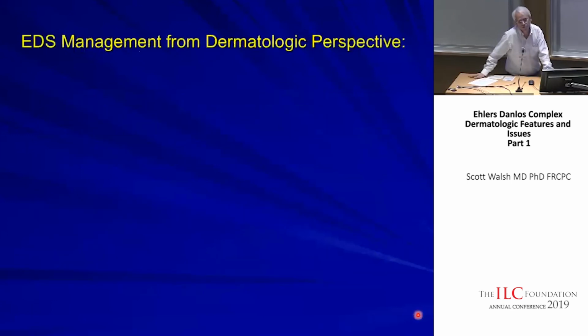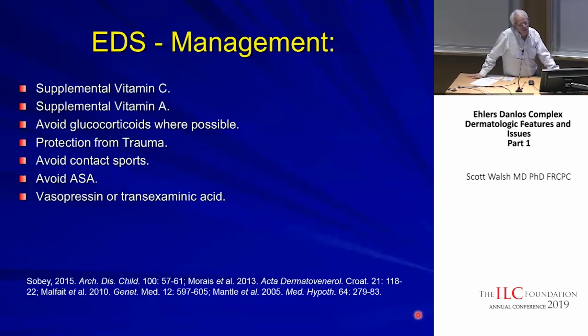From a dermatologic perspective, how do we manage EDS? Well, we don't have a lot of management right now. So we go back to, well, what's the basic science of it? So you can upregulate collagen synthesis by vitamin C, vitamin A. Careful with vitamin A because it's toxic when you get to a high level. Avoid glucocorticoids because these downregulate collagen. Protection from trauma. Avoid contact sports. Bleed more easily. Avoid aspirin.